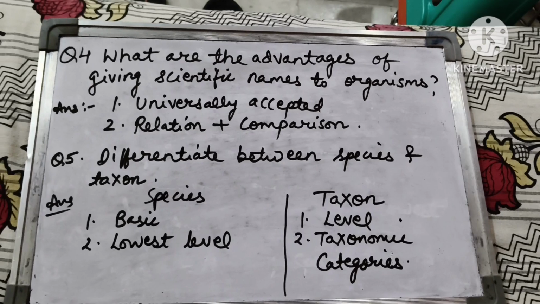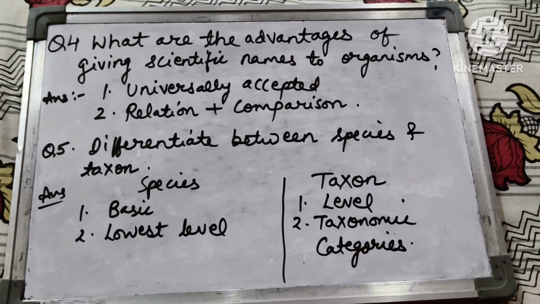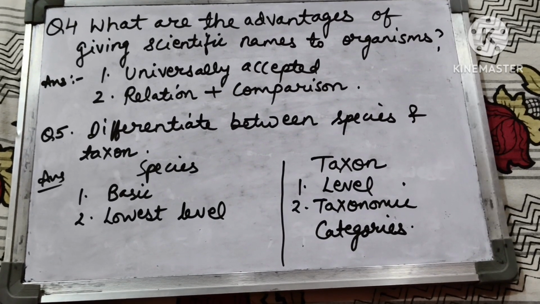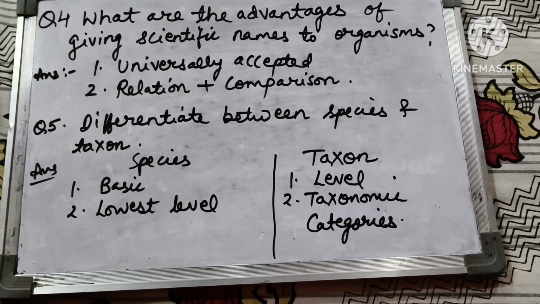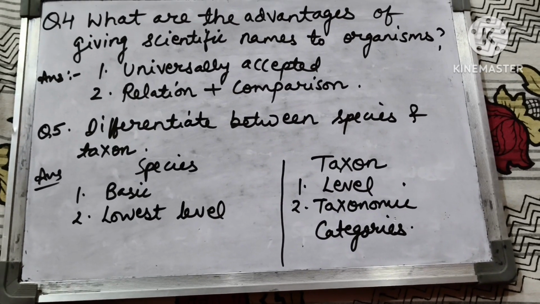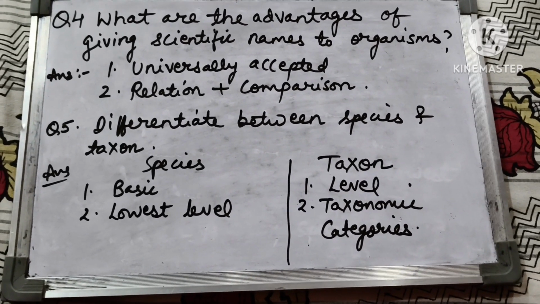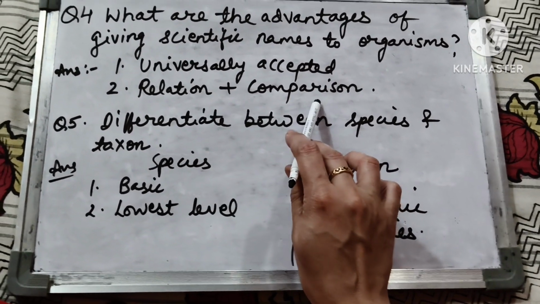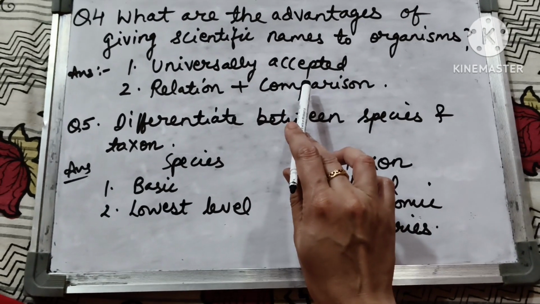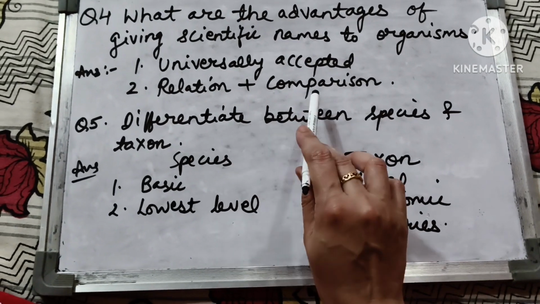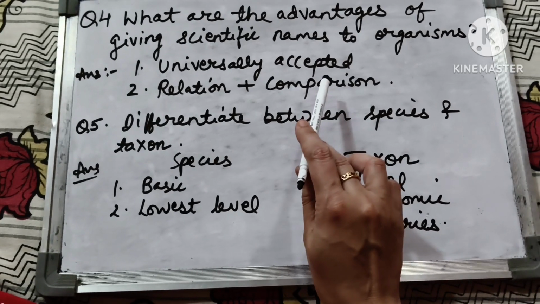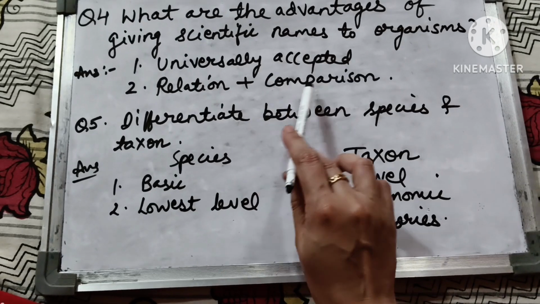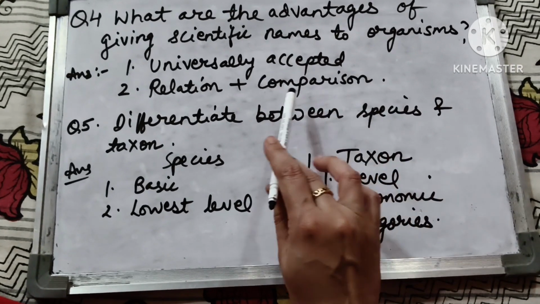Now, next question. What are the advantages of giving scientific names to organisms? So, as we have already discussed, what are the advantages? First is universally accepted, as the scientific names are worldwide the same. So, it's easy to identify them and recognize them. Number two, it helps to also make a relationship between the different organisms, and we can also compare the organisms. Like when we know the name of two organisms, we can easily identify and correlate them. So these are the advantages of giving scientific name. You can also give the example of mango and other species like Mangifera indica is only used for mango. No other organism can have that name.